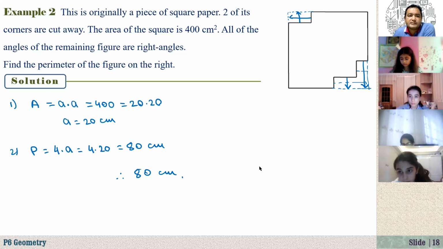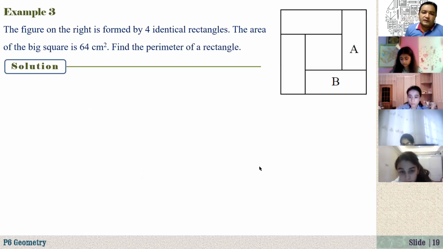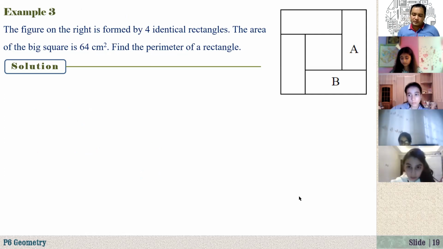All right, good. Guys, and the last question, I will finish with this question. Let me explain this. And after that, using these methods, you will solve your homework. I mean, you'll do your homework.